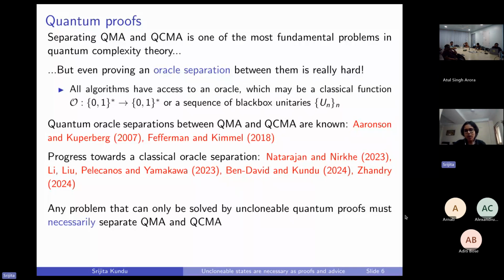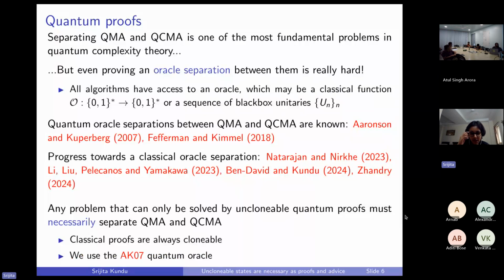So why do I bring up QMA versus QCMA? What we want to show is that there exist problems that can only be solved by unclonable quantum proofs. But any problem that can only be solved by unclonable quantum proofs must necessarily separate QMA and QCMA, because QCMA is the class where there exists a classical proof, and classical proofs are always clonable. So any problem that only has unclonable quantum proofs must necessarily separate these two classes. And as it turns out, we can use one of the quantum oracles that have been used to separate QMA and QCMA. In particular, we use the Aaronson and Kuperberg quantum oracle.